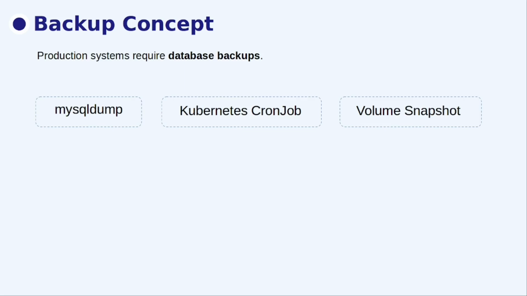Production thinking, backup strategy. But in real-world systems, persistence alone is not enough. We also need a backup strategy because hardware can fail and data can be corrupted. Common solutions include MySQL dump, cron jobs for scheduled backups, or volume snapshots. In a typical flow, database, then backup jobs, then cloud storage. This ensures data recovery and disaster protection. So always remember, persistence protects against restart, backup protects against disaster.